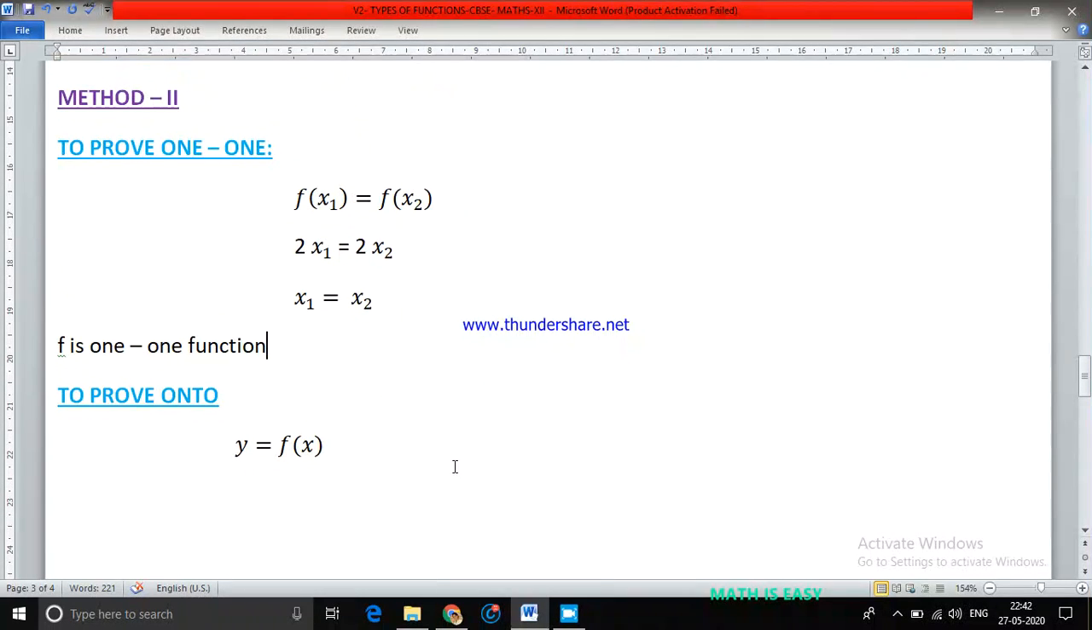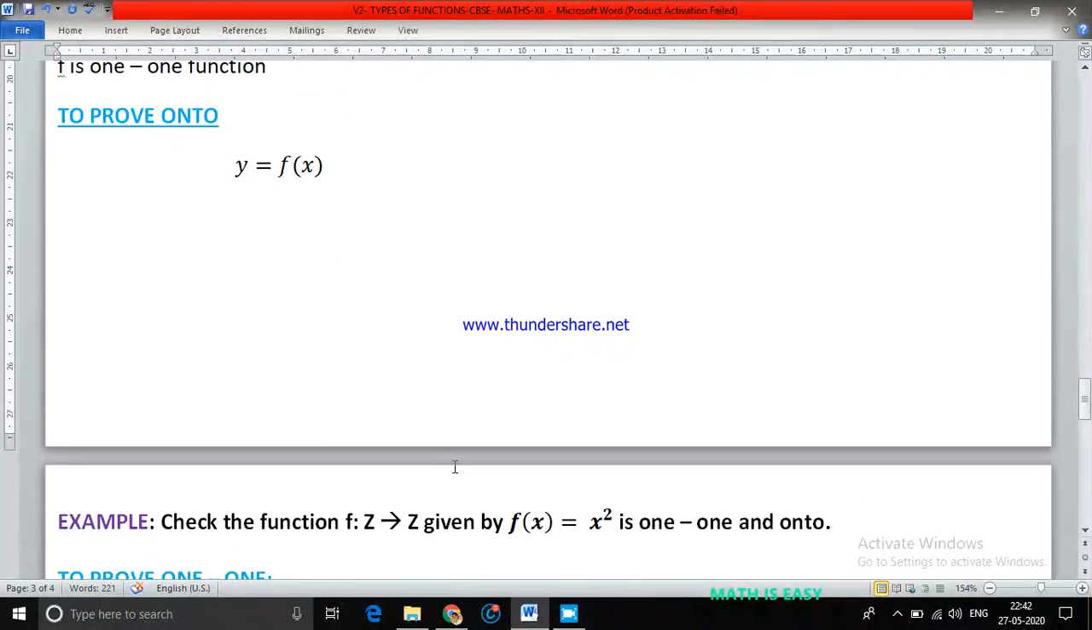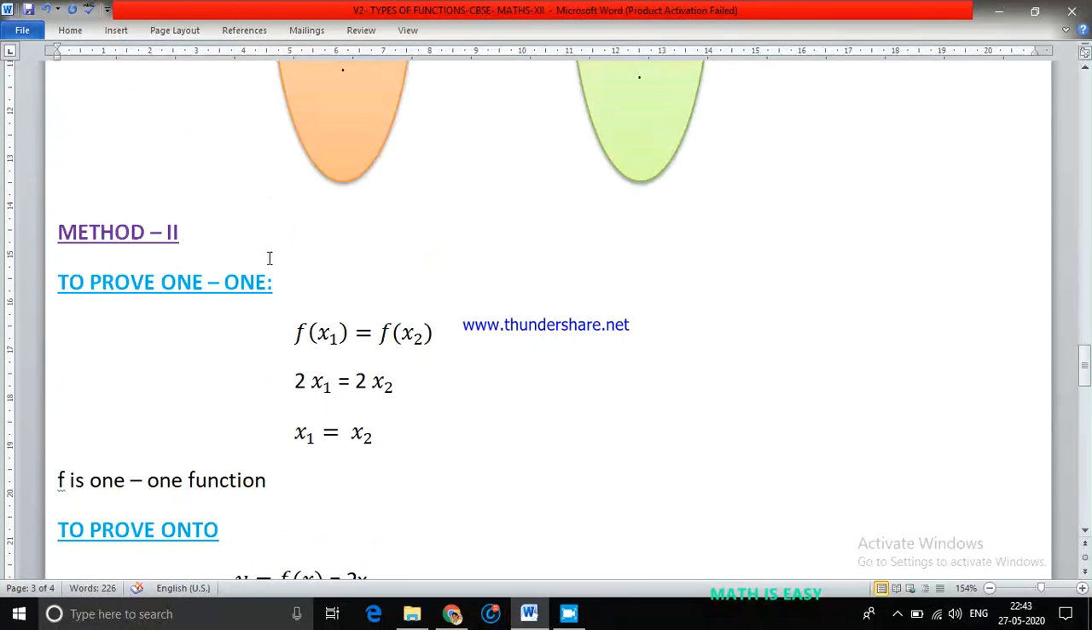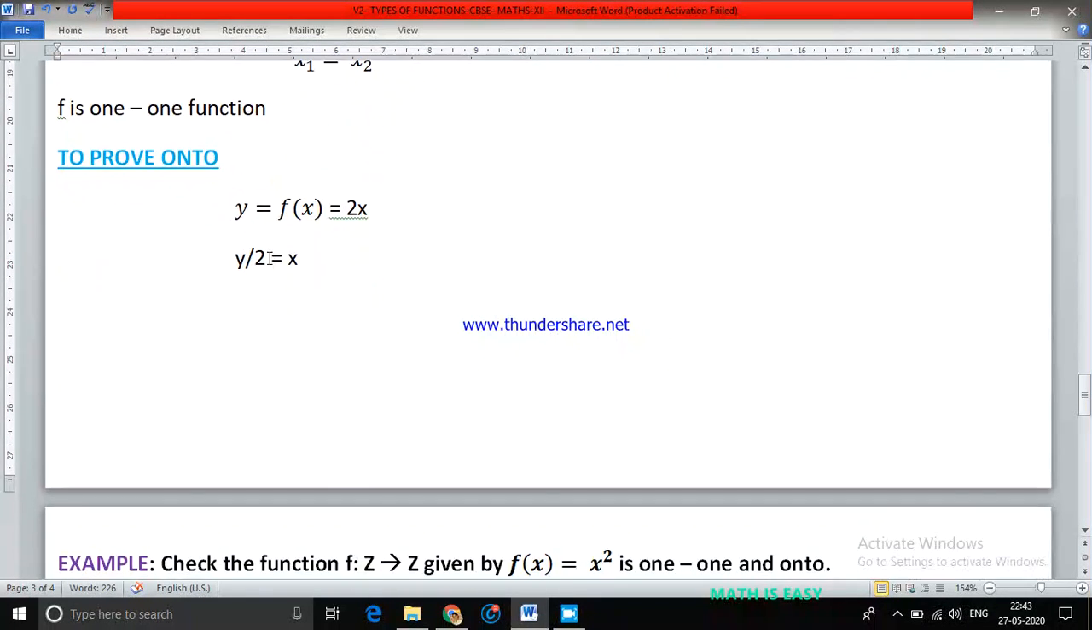Now if I want to prove that f is an onto function, you take y equals f of x, which is given as 2x. So you have y equals 2x, then I can write y upon 2 equals x. Am I right? So how can I conclude that it is an onto function? x equals y upon 2.